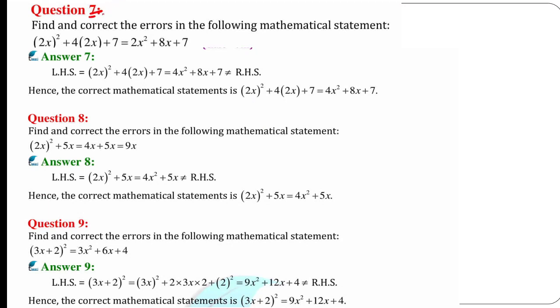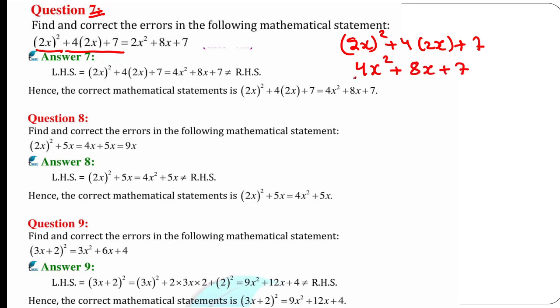In question number 7, we have to find the error. That is 2x² + 4 × 2x + 7. Let's see what it comes to. 2x² is 2 to the power 4... x² is x², plus 4 × 2 is 8x, plus 7. So the term should have been 4x², but it is written as 2x² plus 8x plus 7. That is wrong. So the correct answer is 4x² plus 8x plus 7.